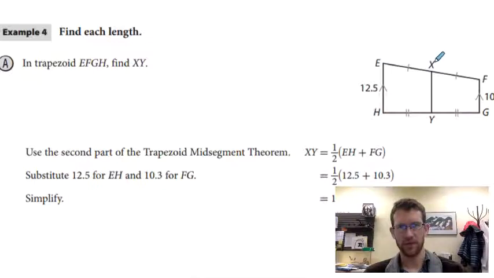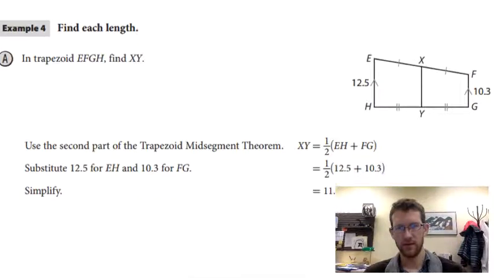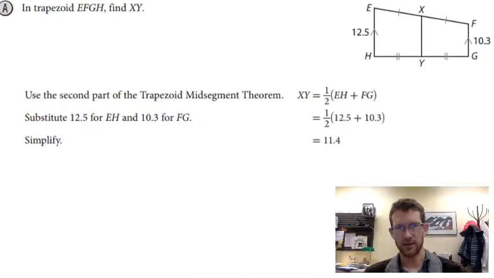Do a quick example. Basically, we need to calculate what xy is. So we take the average of, sorry, you can't really see that. We take the average of 12.5 and 10.3. The average of those two numbers comes out to 11.4.